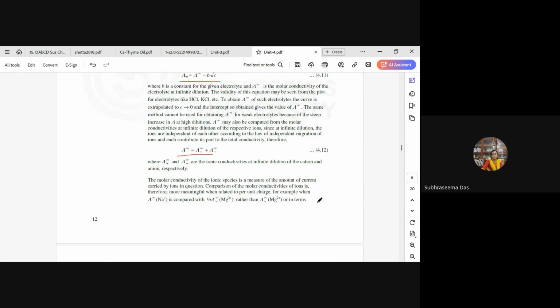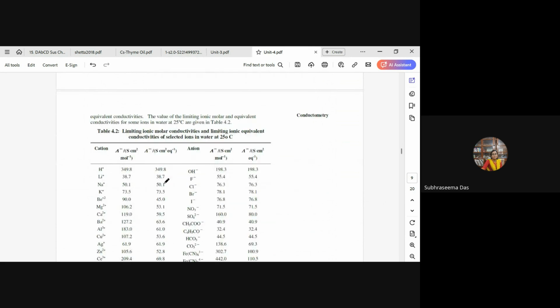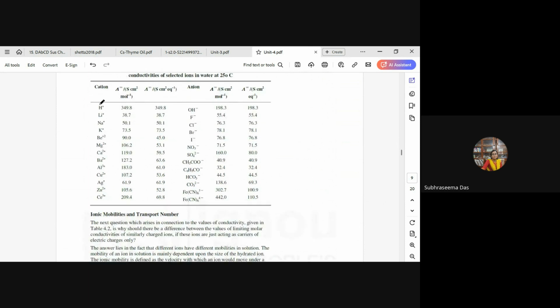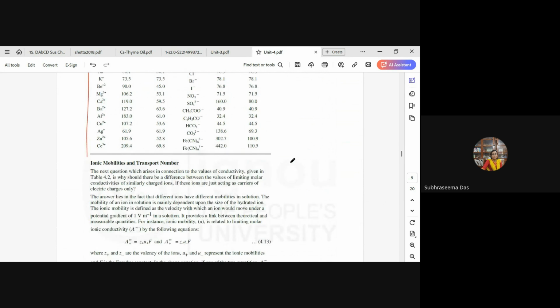So the molar conductivity of the ionic species is a measure of the amount of current carried by the ions in question. So comparison of the molar conductivities is more meaningful when we compare them in terms of their charges, or in terms of their equivalent conductivities. So here in table 4.2, the limiting ionic molar conductivities and the limiting ionic equivalent conductivities of certain ions at 25 degrees have been listed. So now coming to ionic mobilities and transport number.